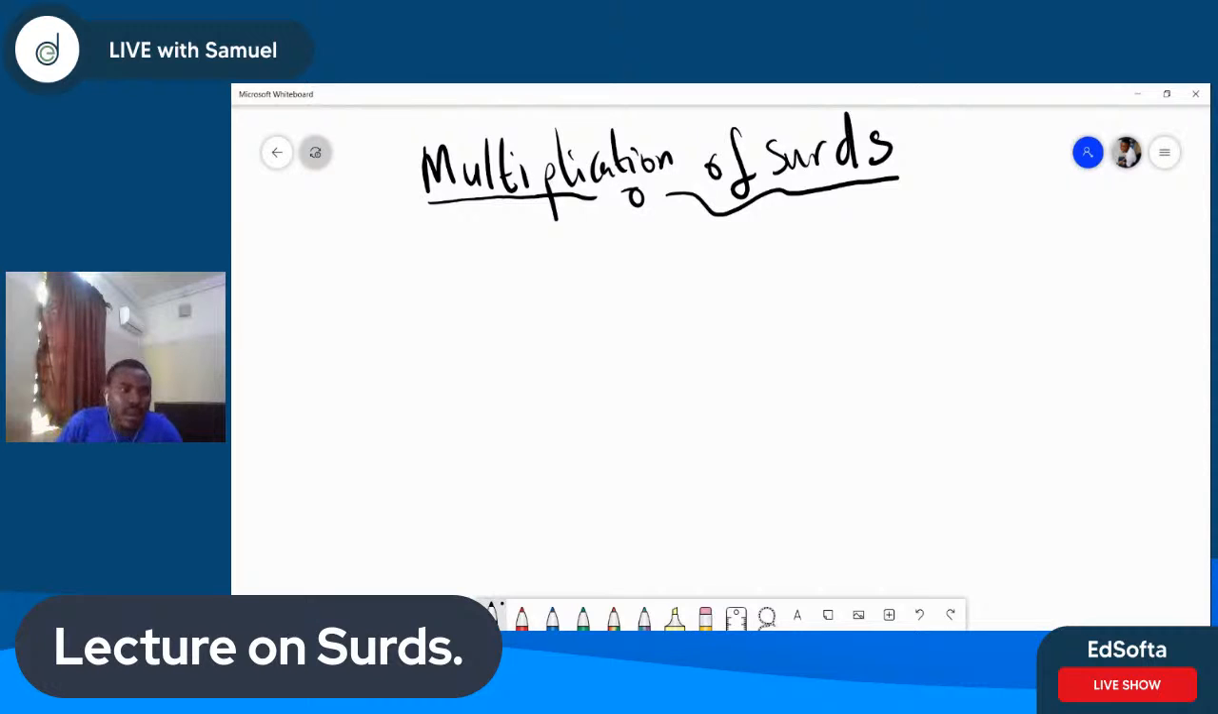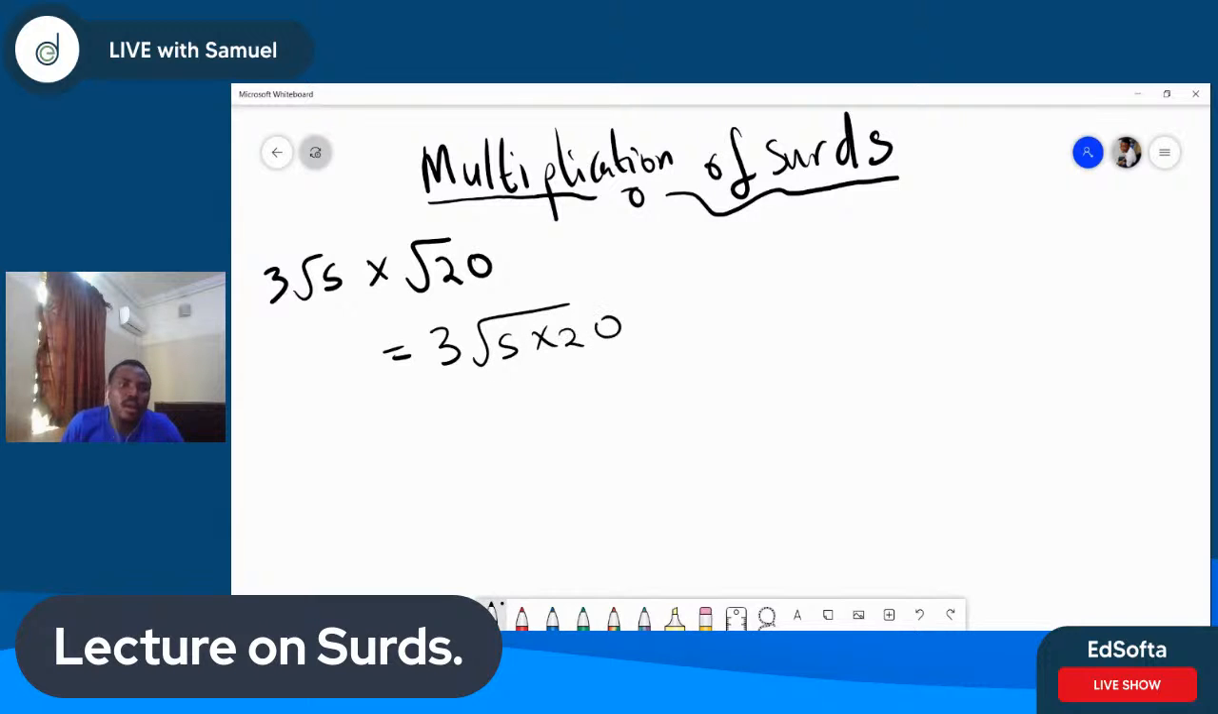So if you have an example, 3 root 5 times root 20. Now, you can just do this from what we all know. This can be written as 3 root 5 times 20 from our laws, and we just have 3 root 100. But you can still break this to a simpler form. What is 100?